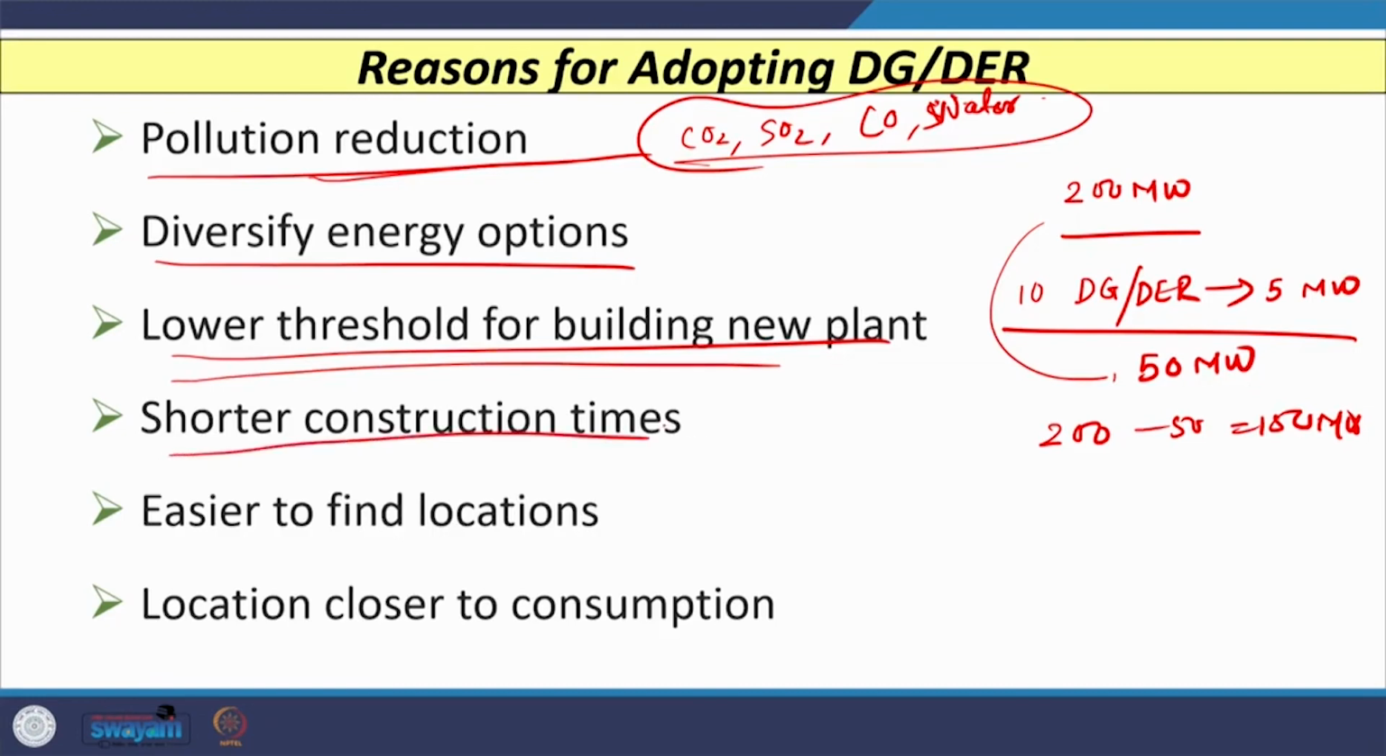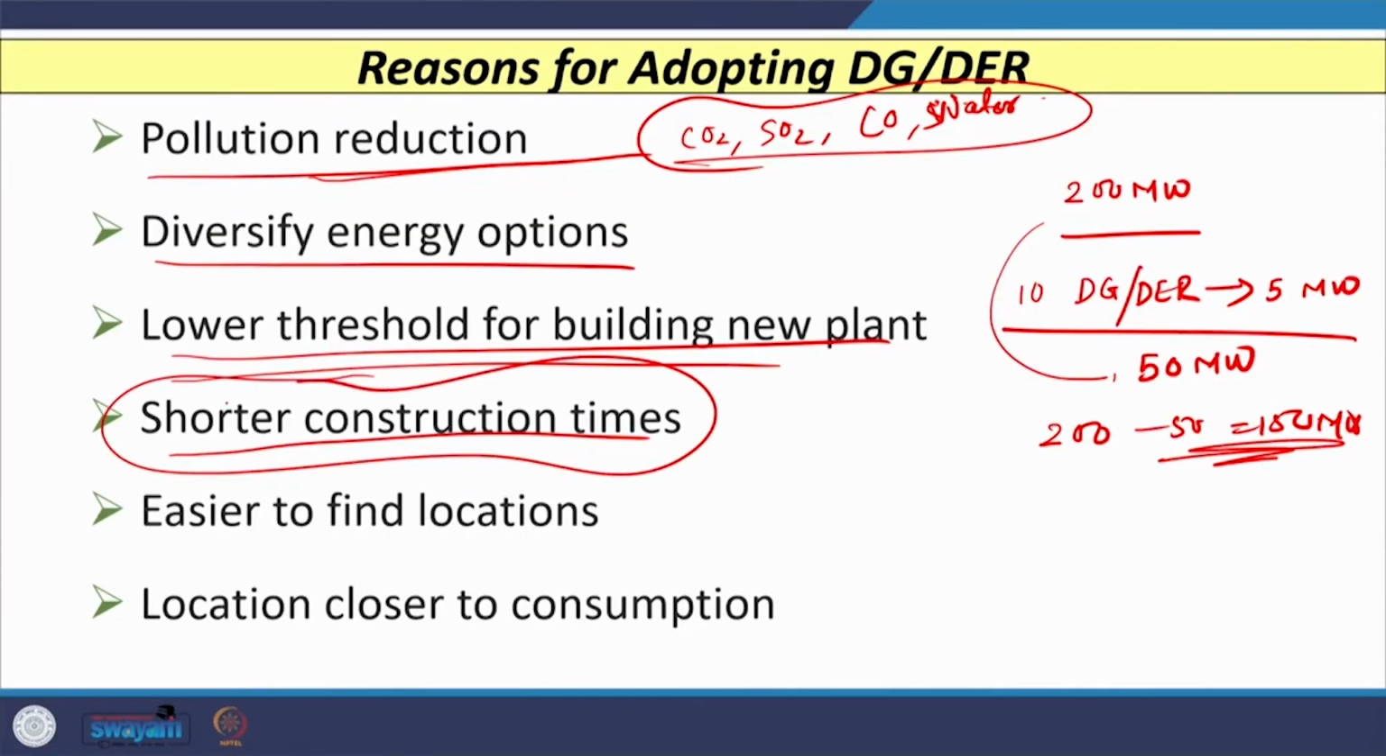Further, we have shorter construction times. If I want to connect a DG with, let us say, a capacity of 500 kVA or 1 MVA, then the construction time is very short compared to the construction time required for building a large or central power plant. It is also easier to find locations. There is no need for acquisition of a big area or land, which is required in case of building a central or big power plant. So, this can be avoided if we adopt DG or distributed energy resources.